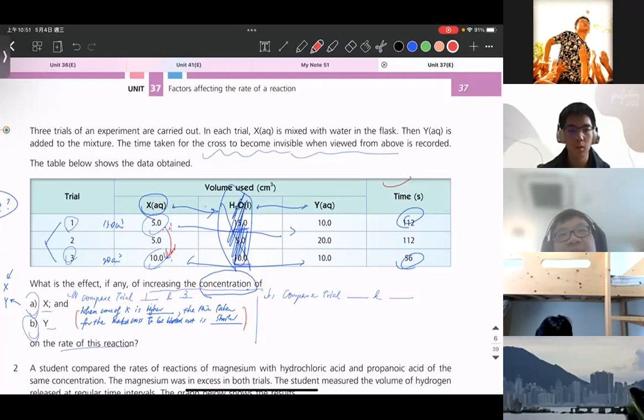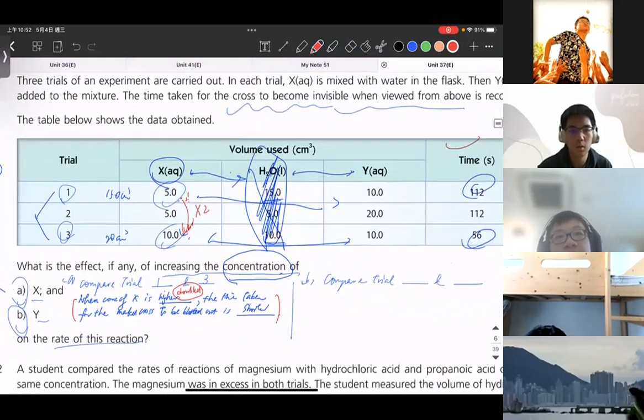Yes, the concentration is doubled. I think yes, because the number of moles is doubled, while the total volume is the same between 1 and 3. So what is the change in concentration when you compare from 1 to 3? The change in concentration is also double. Yes, it is a double concentration. Can you get my point? I can also say it this way: when the concentration of X is doubled.